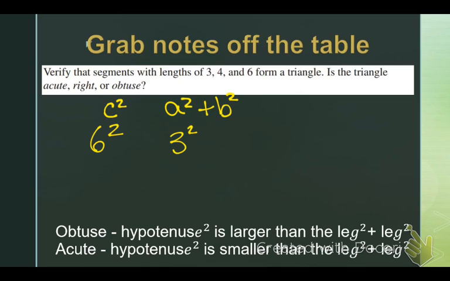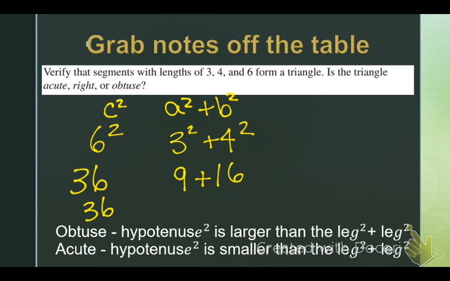All right, and then what will my other two legs be? 3 squared and 4 squared. What is 6 squared? 36. And what is 3 squared? 9. And 4 squared is 16. So then we need to compare 36 to, what is 9 plus 16? 25. 36 is larger. So 36 represented the hypotenuse squared.